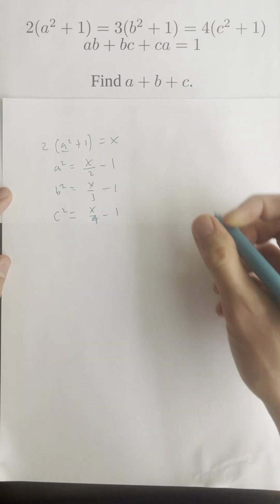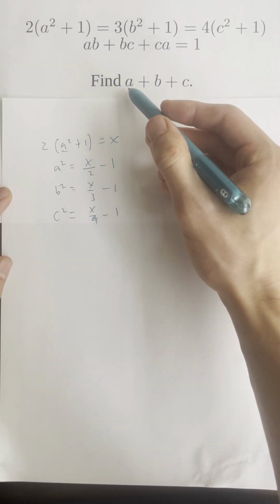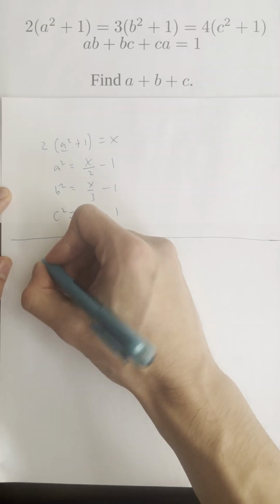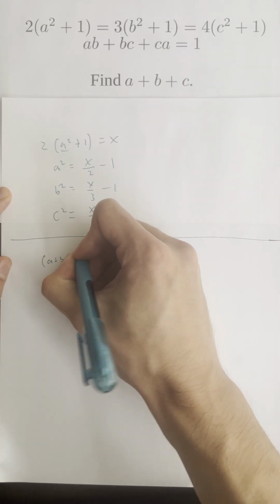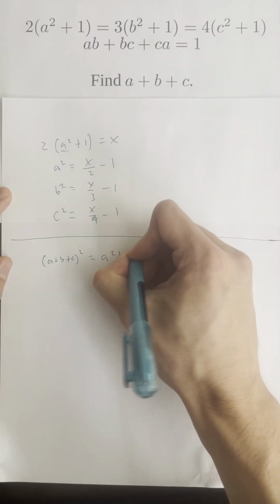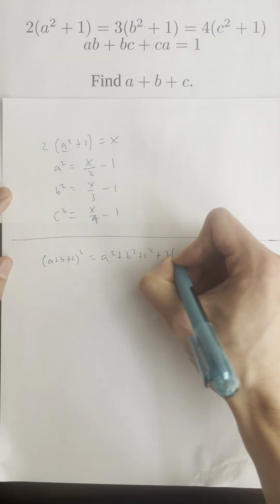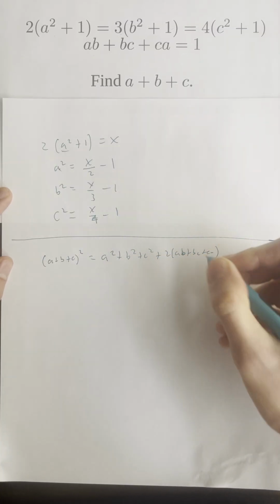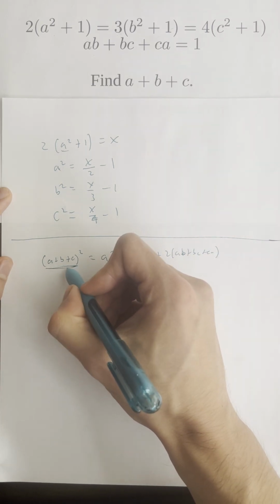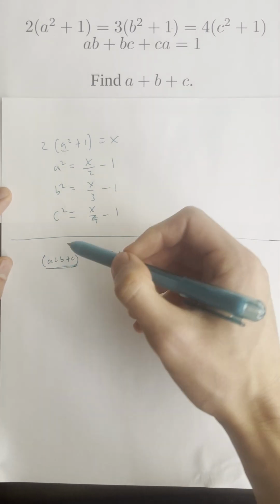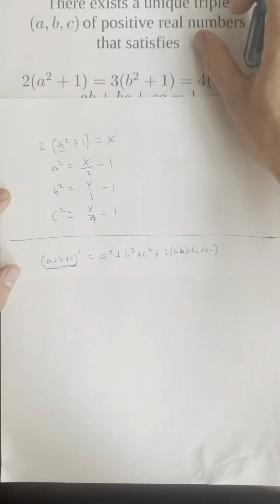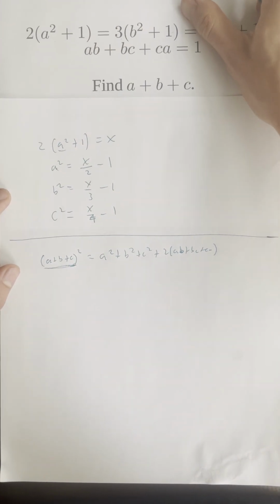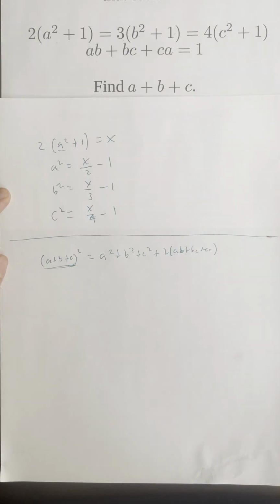Now, if we wanted to get (a plus b plus c) squared, that would be a squared plus b squared plus c squared plus 2 times (ab plus bc plus ca). And if we can find this, we can take the positive square root, because in the problem they mentioned that it's a solution with just positive real numbers.